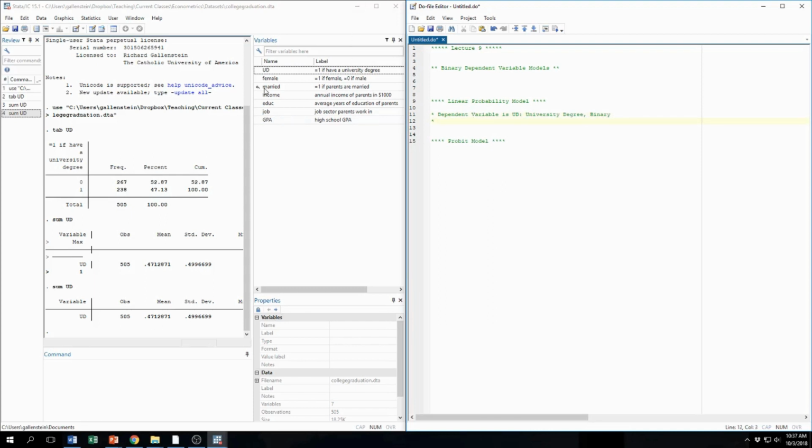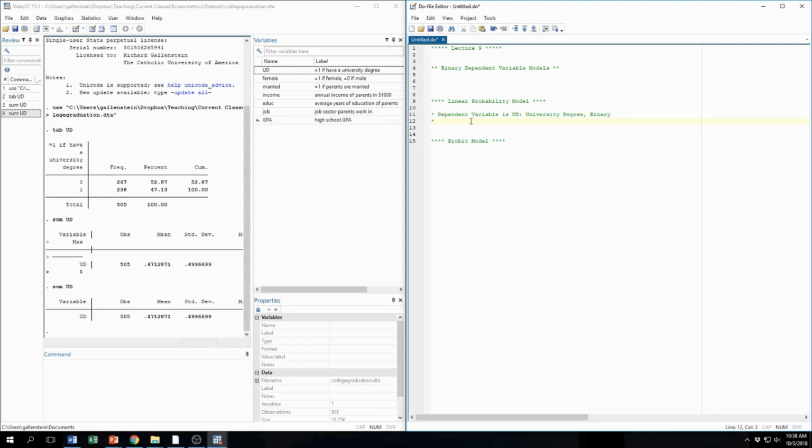Then let's think, what are the variables that are important? Let's look at the variables. We have the individual's gender. We have married, which equals 1 if the student's parents are married. Income is the annual income of the parents, measured in units of $1,000. EDUC is the average years of education of the parents, taking the average of the two parents. Job is the job sector that their parents work in. And GPA is the student's high school GPA.